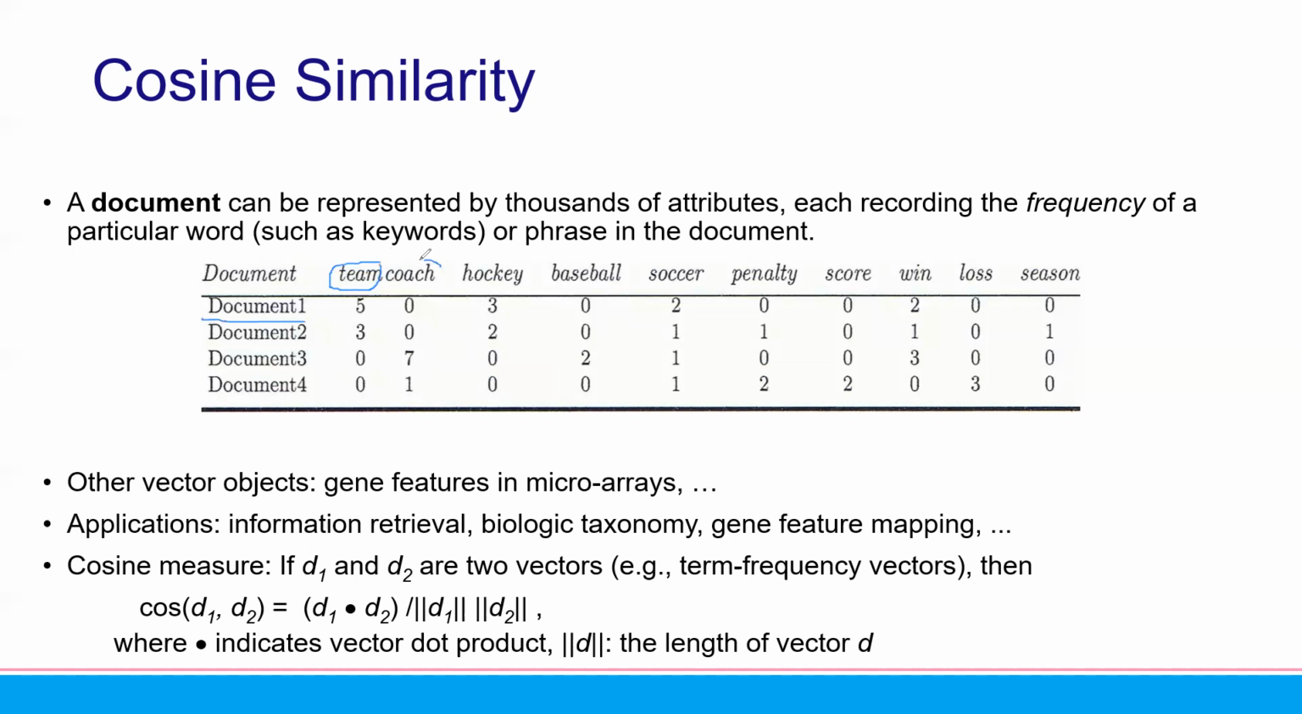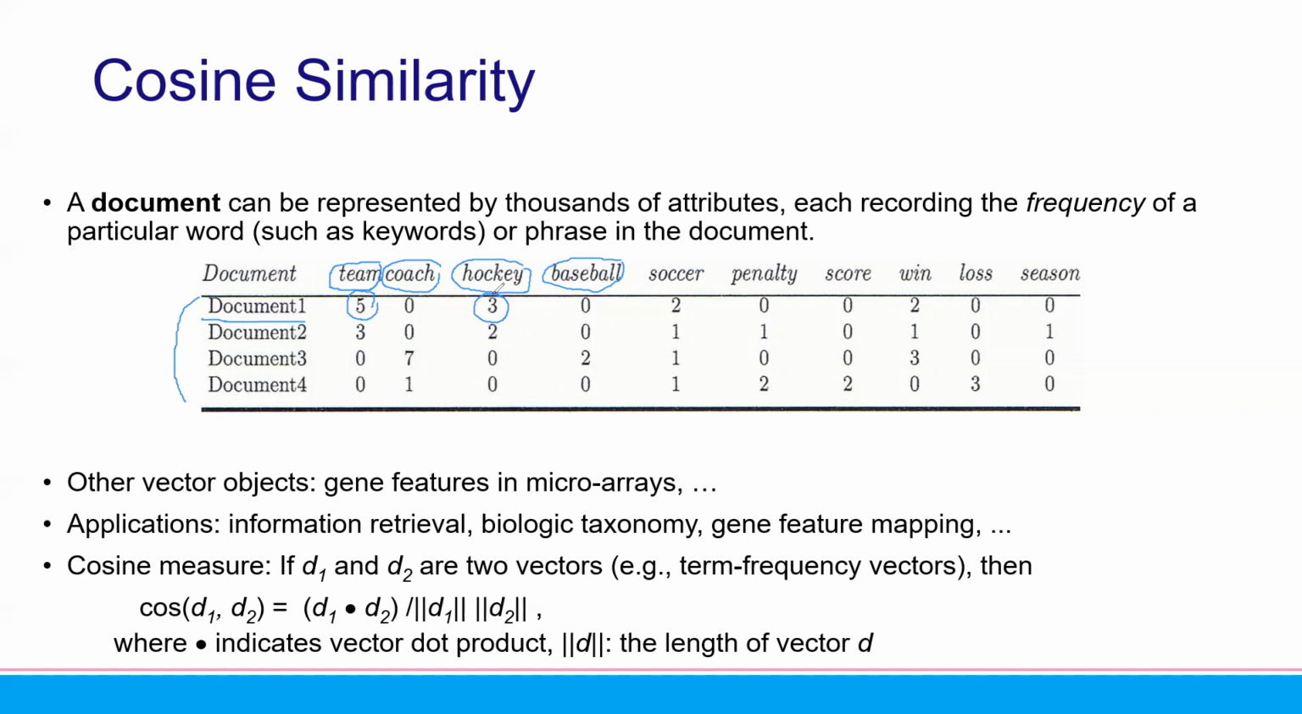How many words about quotes appear in the document? How many words about hockey? How many words about baseball? And so on. So in the document one, so we have 4 documents. In the document one, we have 5 words that mention about theme. In the document one, there are 3 words of hockey.